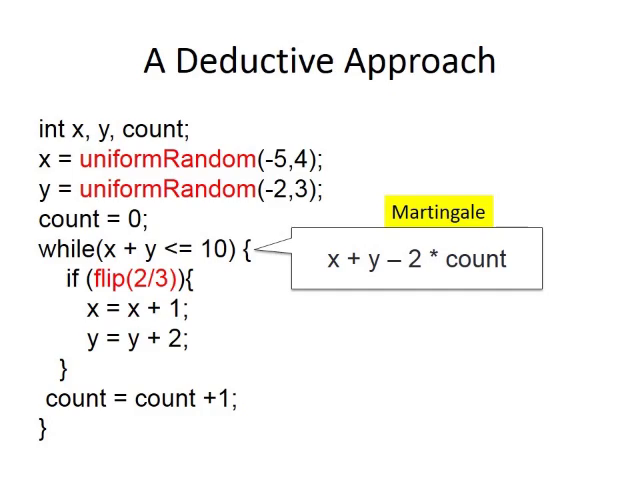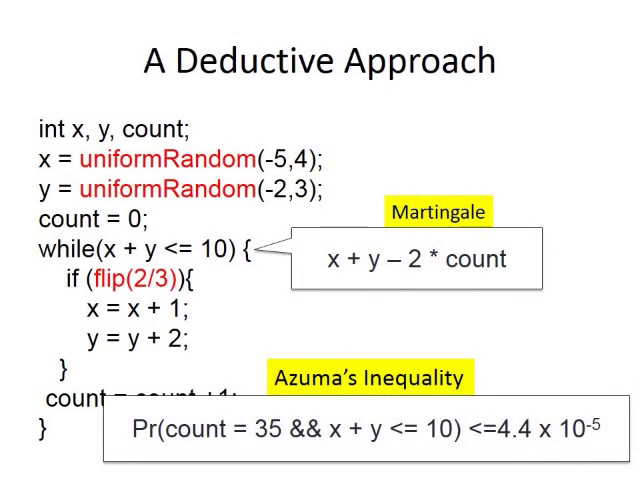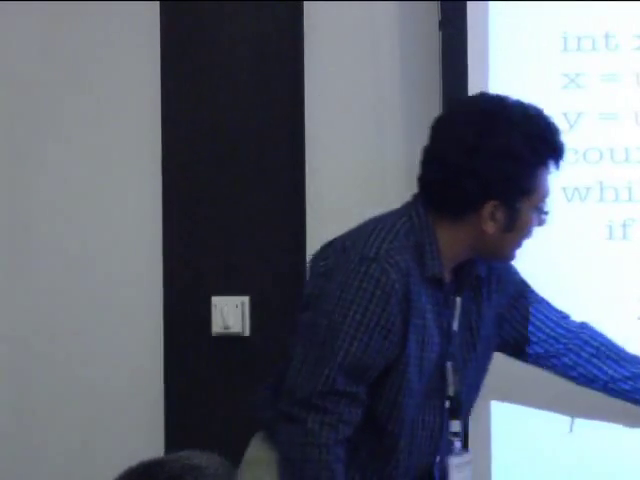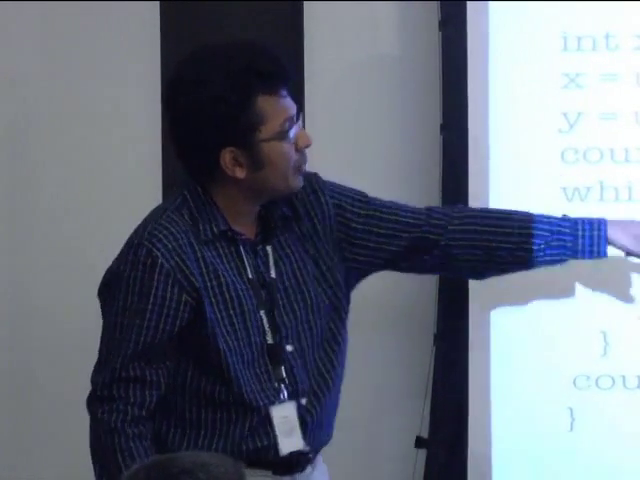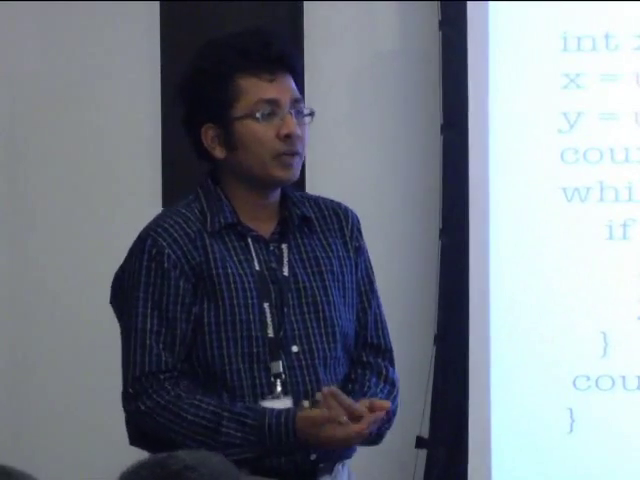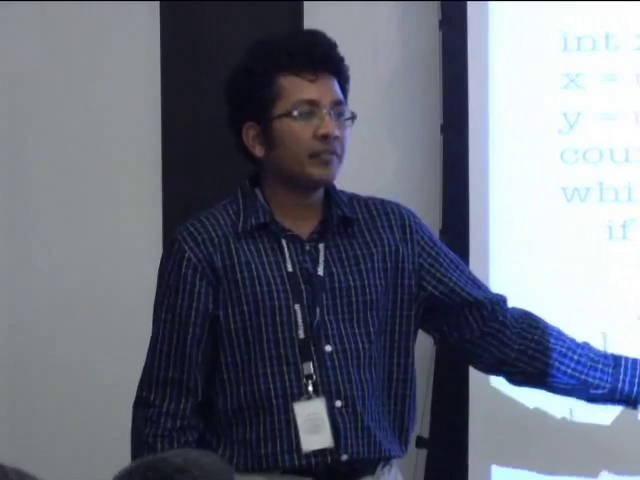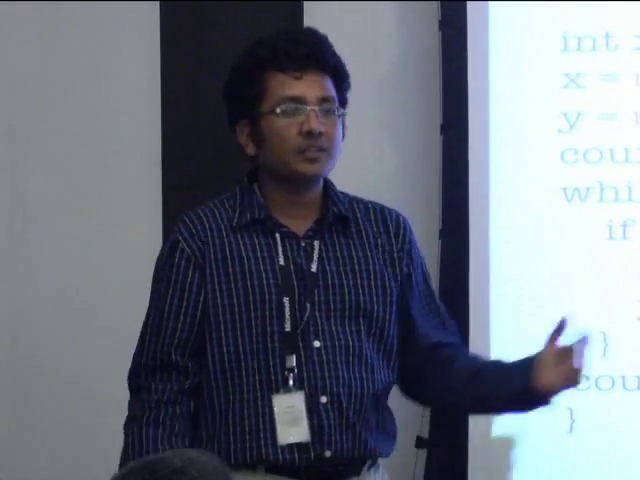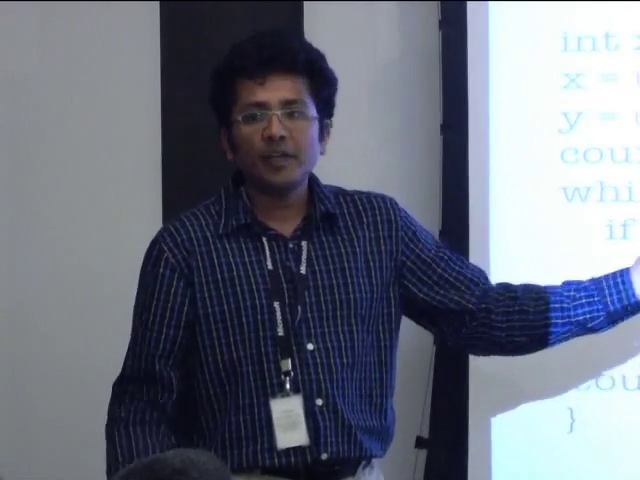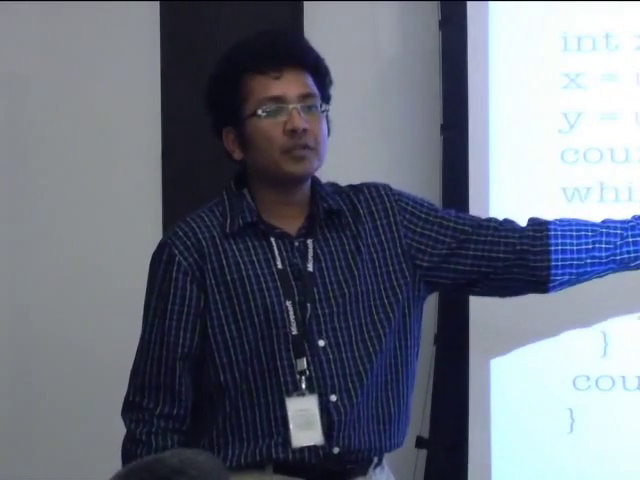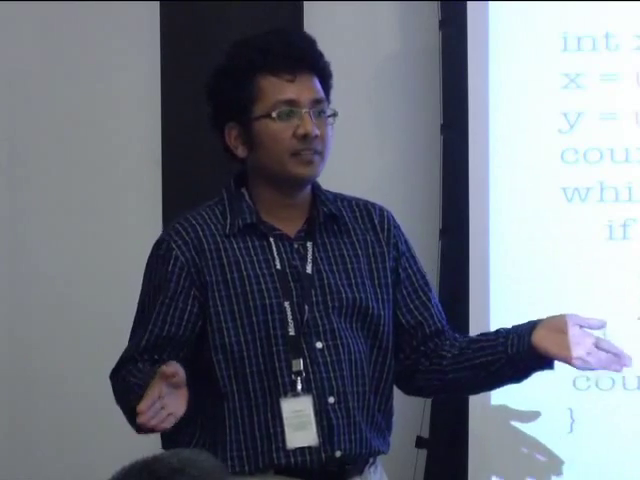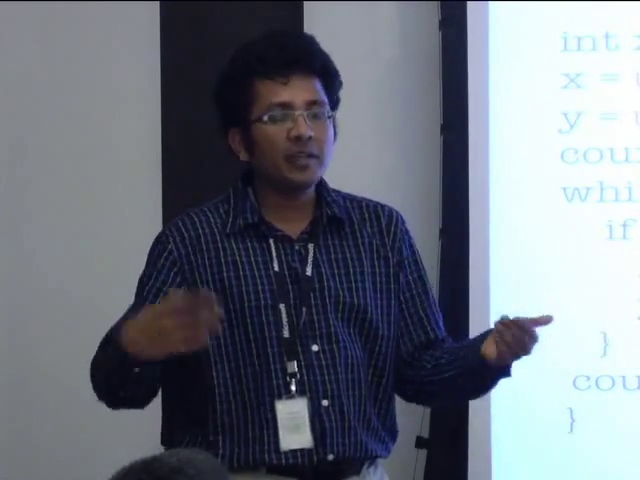To summarize, in our deductive approach, we'll find a martingale, x plus y minus 2 count. And we'll use this nice inequality called Azuma's inequality, which works for martingales. We'll show, for example, that the probability that count is 35 and you still haven't terminated at this point in the program, now we can start to put bounds on it. We'll show it's upper bounded by 4.4 times 10 to the minus 5. Even though that's conservative, it's a small enough number that any other technique for doing this is going to be expensive. When you have to find out small probabilities with a lot of confidence, you have to put in effort. Whereas in this case, because you found this martingale, the amount of effort you put in is very simple. So this is orthogonal to everything else that you can do.